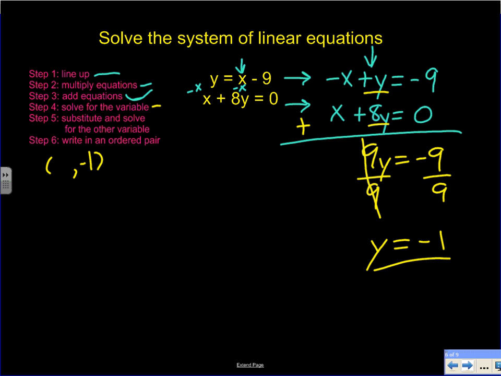Let's do step 5. Substitute and solve for the other variable. Well, we know what y is. I need to substitute y and solve for x. So which equation do you want to use, top or bottom? You can plug it into the bottom and solve it out for x, or you can plug it into the top and solve it out for x. I think the bottom one might be a little bit easier.